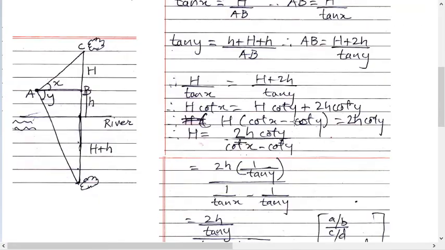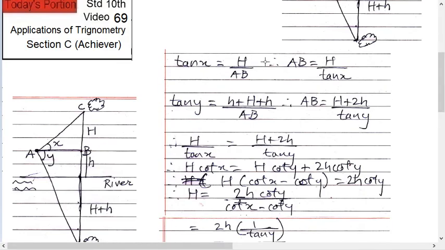Tan x equals to what? Let's look at this figure. Tan x equals capital H upon AB. Therefore AB equals capital H upon tan x. Now tan y equals to what? Depression angle. Tan y equals H plus h plus h, upon AB. Therefore AB equals capital H plus 2 small h upon tan y. But AB are the same, so we equate them. H upon tan x equals H plus 2h upon tan y.